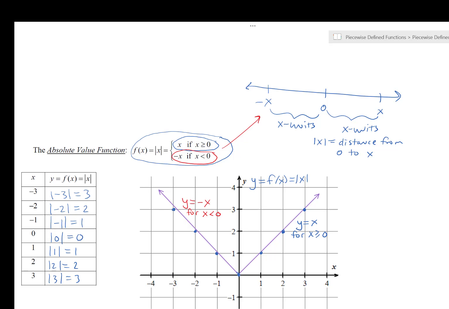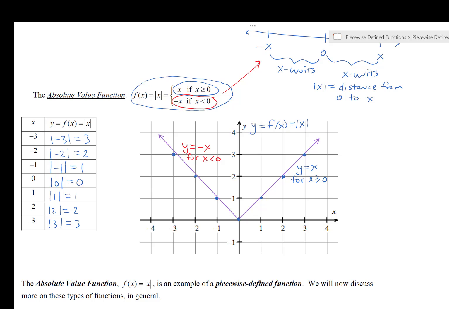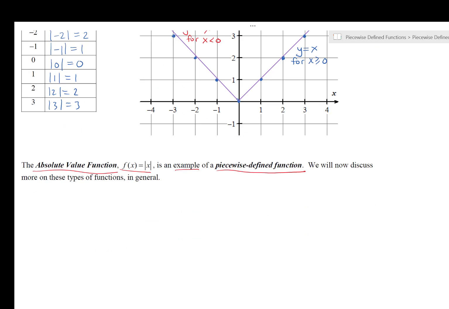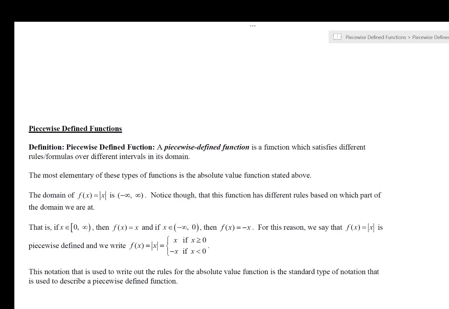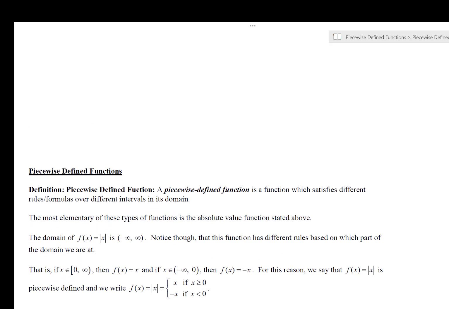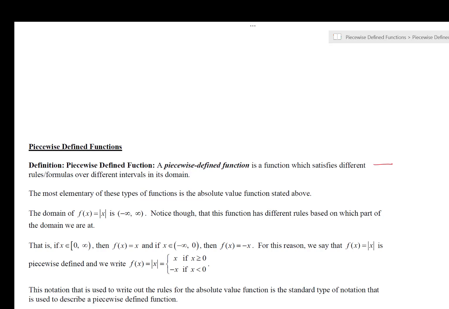It's an elementary function, and it helps to give us a little intro into the overall general discussion about piecewise functions. So in this little statement below, the absolute value function, what we just looked at, is an example of what we generally call a piecewise defined function. So now we're going to go look at what that is in general. Piecewise defined functions. Let's go line by line here. Start in this line. Definition.